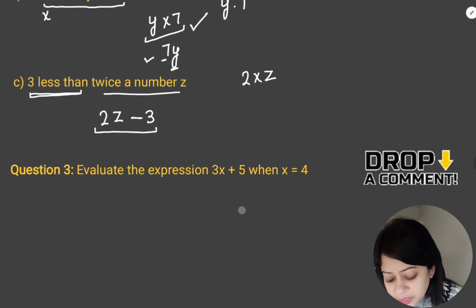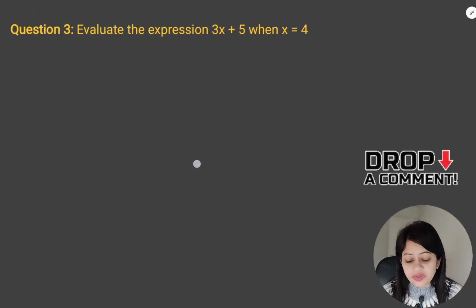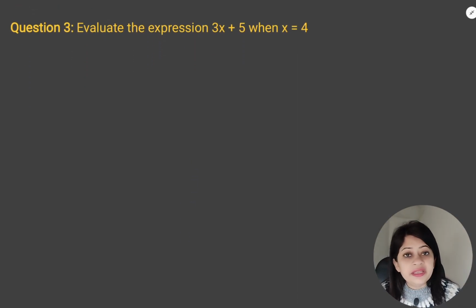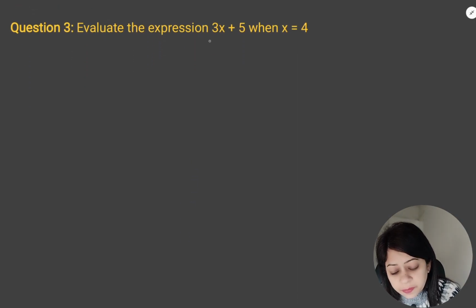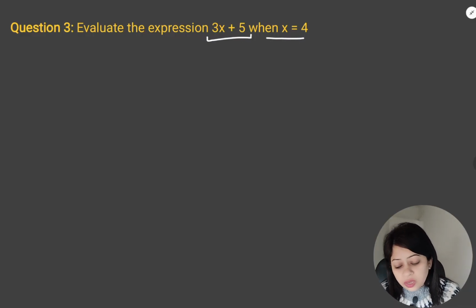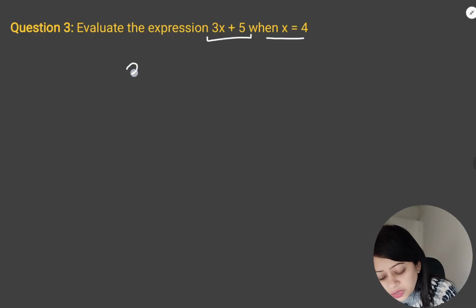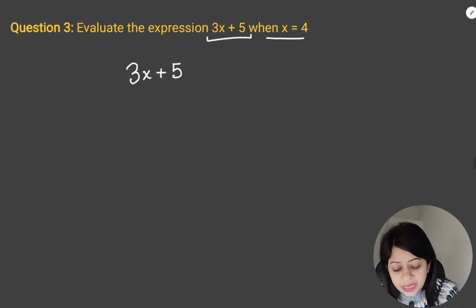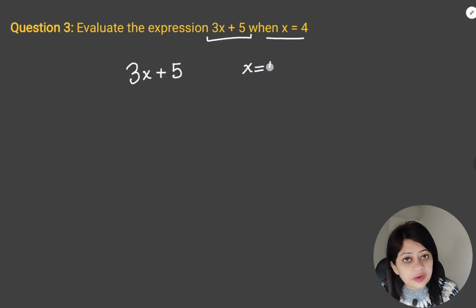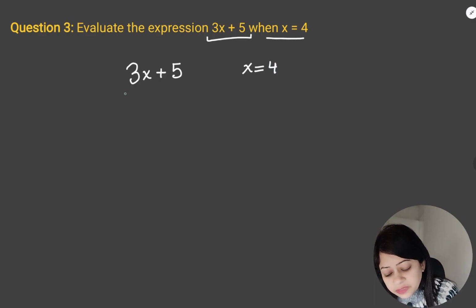Okay. After this, we have question number 3 now. Evaluate the expression 3x plus 5 when x is equal to 4. So we have what? 3x plus 5. They are telling us what x is. x is 4, right? So 3x means 3 multiply x.